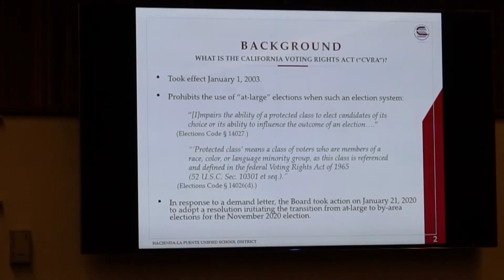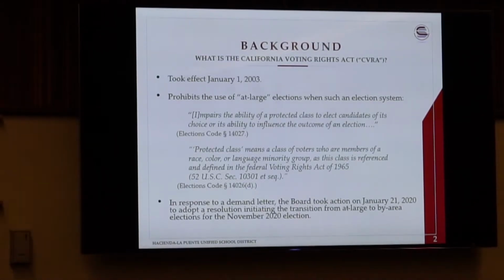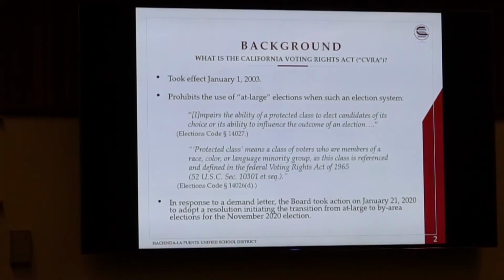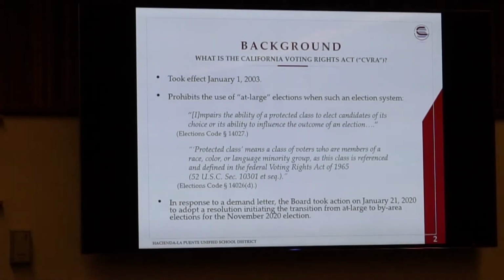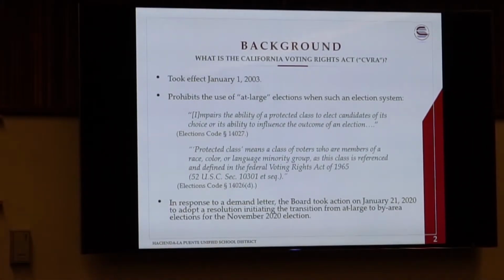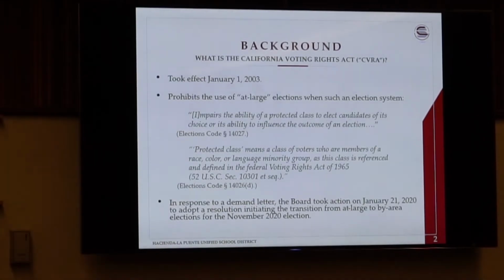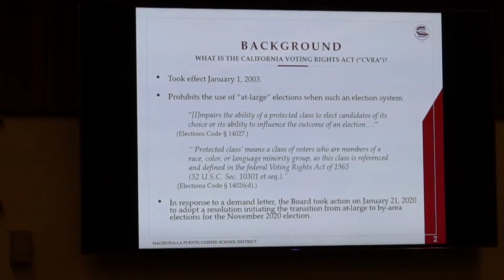In response to a demand letter that was received by the district, the board has adopted a resolution initiating the conversion from the at-large method of election to a by-area method of election in time for the November 2020 election. We talked about last week that, due to the potential cost of defending a California Voting Rights Act lawsuit and the uncertainty of winning or losing, the district has decided to make this conversion at the suggestion of the demand letter. It certainly isn't indicating one way or the other whether there was any validity to the allegations, but just moving forward to get this done in time for the 2020 election.